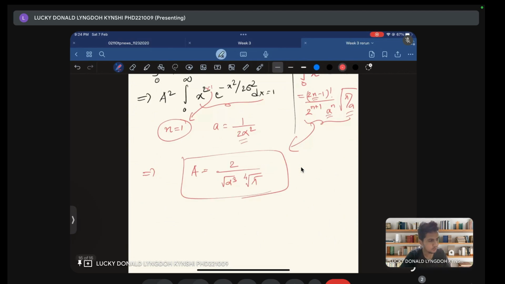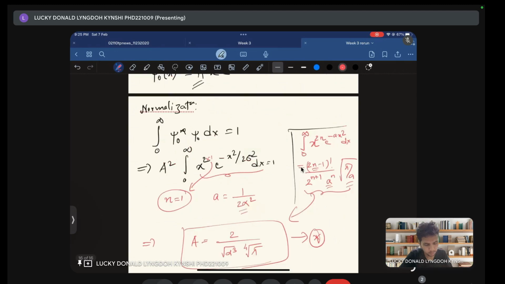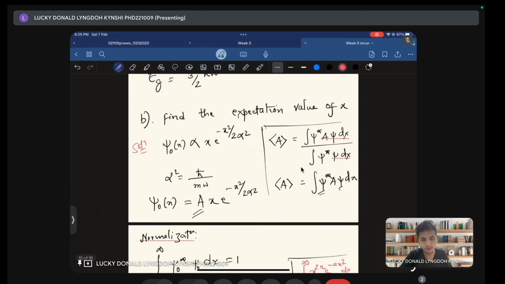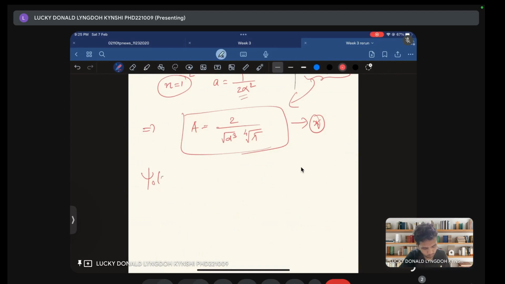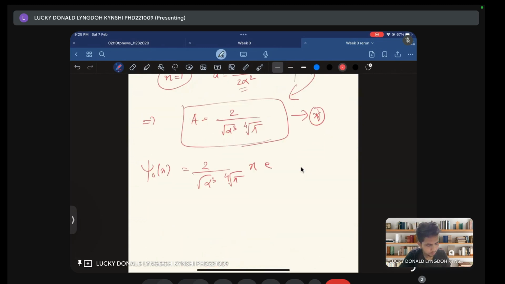So now your wave function will be simply A into x. That means you have to substitute this A term, the normalization constant, and multiply with x e to the power minus x square by 2 alpha square. So now if I write the wave function, psi naught of x will be 2 divided by root over alpha cube root pi, x e to the power minus x square by 2 alpha square.